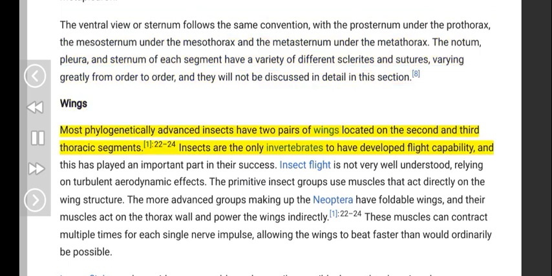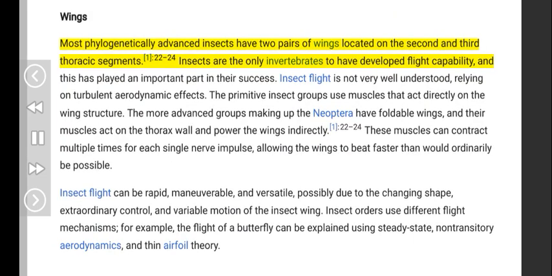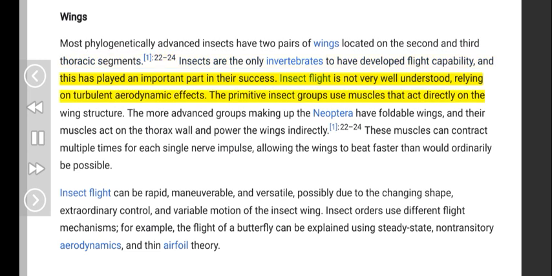Wings. Most phylogenetically advanced insects have two pairs of wings located on the second and third thoracic segments. Insects are the only invertebrates to have developed flight capability, and this has played an important part in their success. Insect flight is not very well understood, relying on turbulent aerodynamic effects.